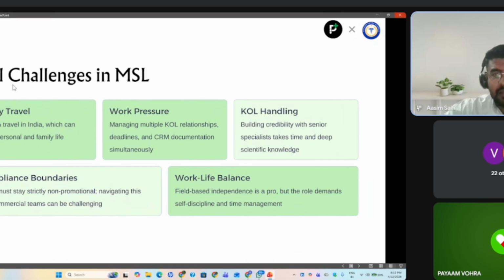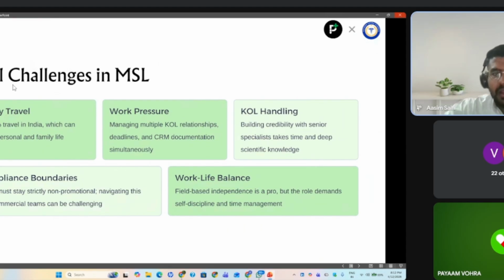Like I mentioned a few minutes back, if a senior doctor is asking a question, we have to tackle that question. That's why handling the KOL is a little bit tricky, but not difficult. Nothing is difficult in the industry. You should be aware of how to tackle that situation.